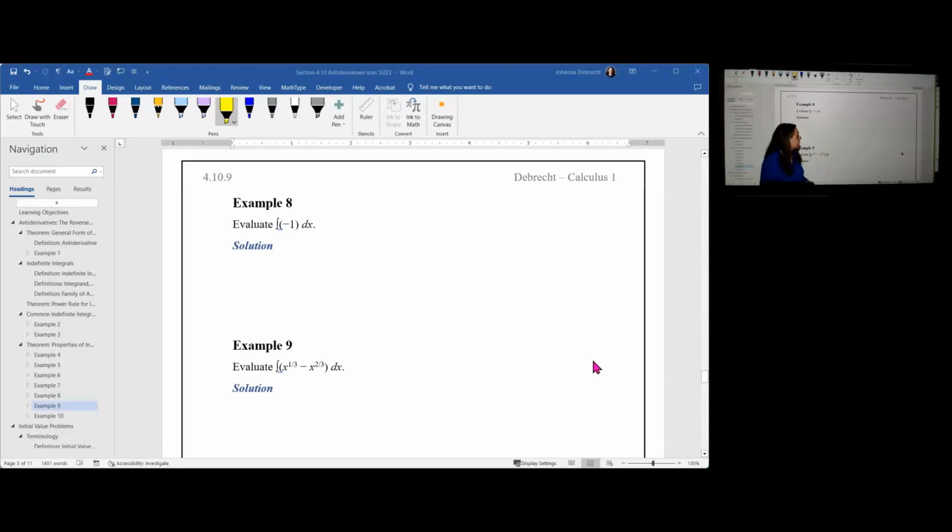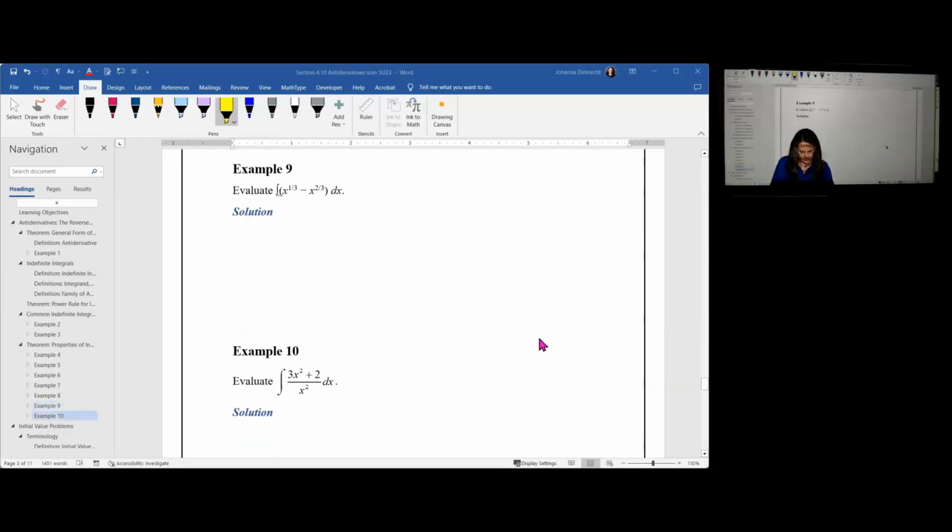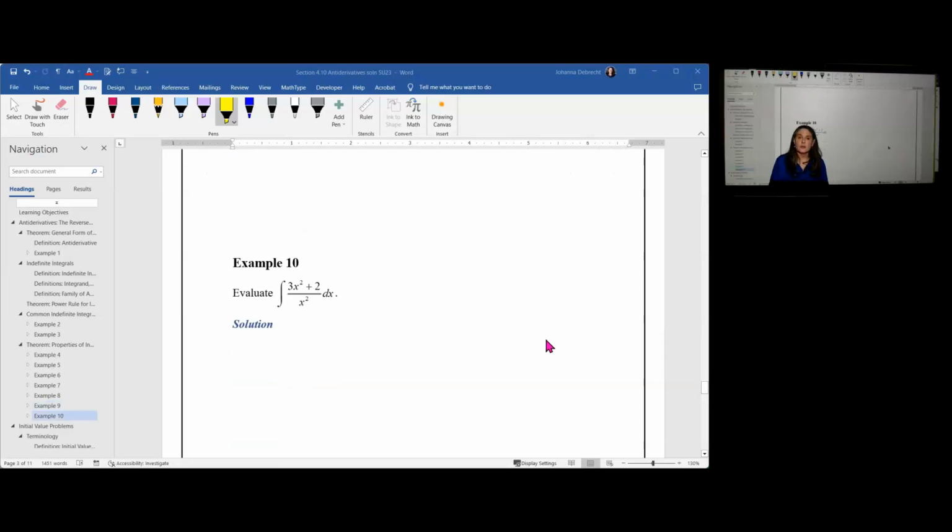In example number 8, we're integrating the function -1. It is a constant, and remember, we can think of it as -1 times x to the 0 so that we can apply the power rule. In example 9, we have the difference of 2 terms which both have rational exponents. We'll apply the power rule there too. Example 10 is rather trickier, so let's get started, and then I'll let you pause the video and work it out.